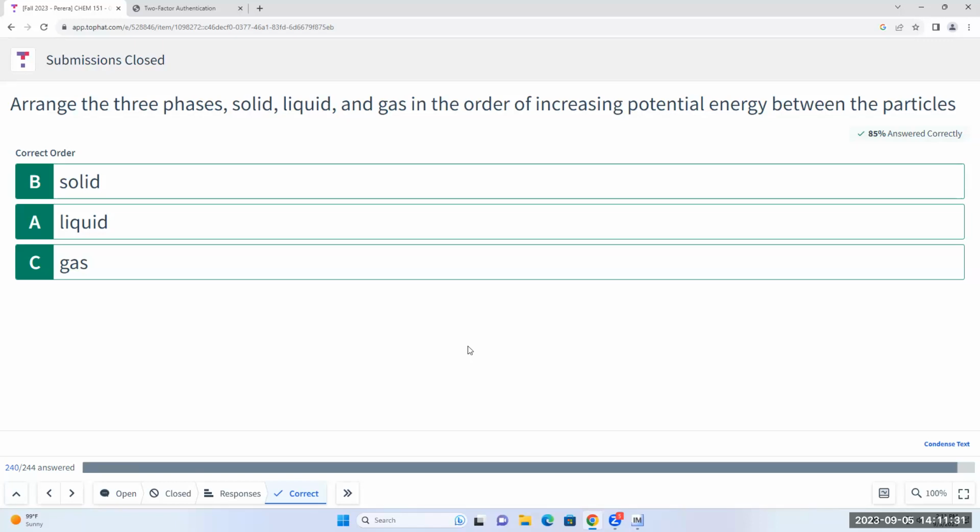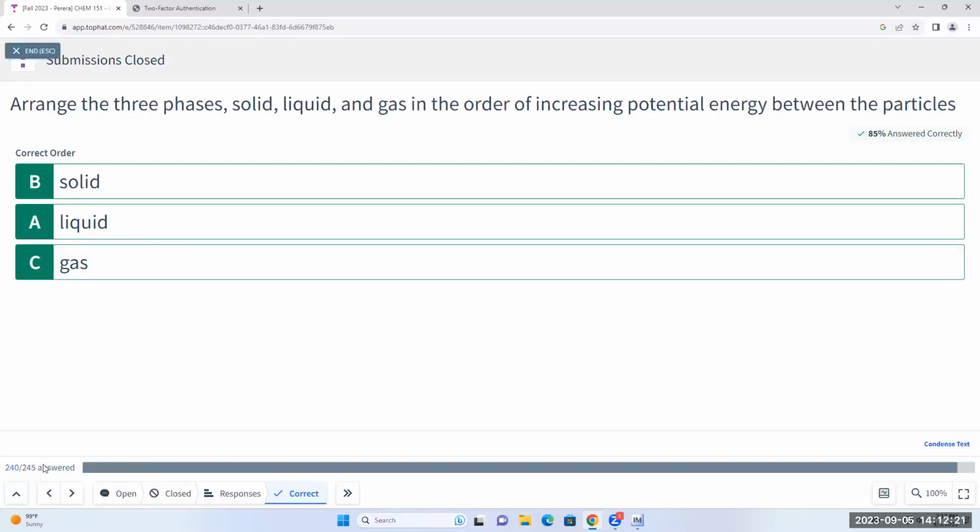When asked to order by increasing potential energy, do we go from lowest potential energy to highest, or highest? If it's increasing order, you start with the lowest, and then you go to the highest at the bottom. Okay. Thank you.